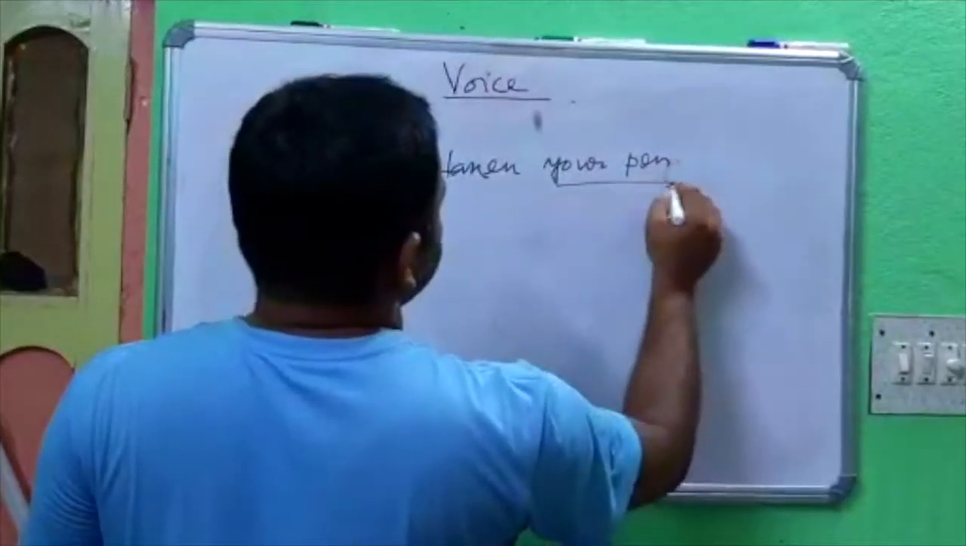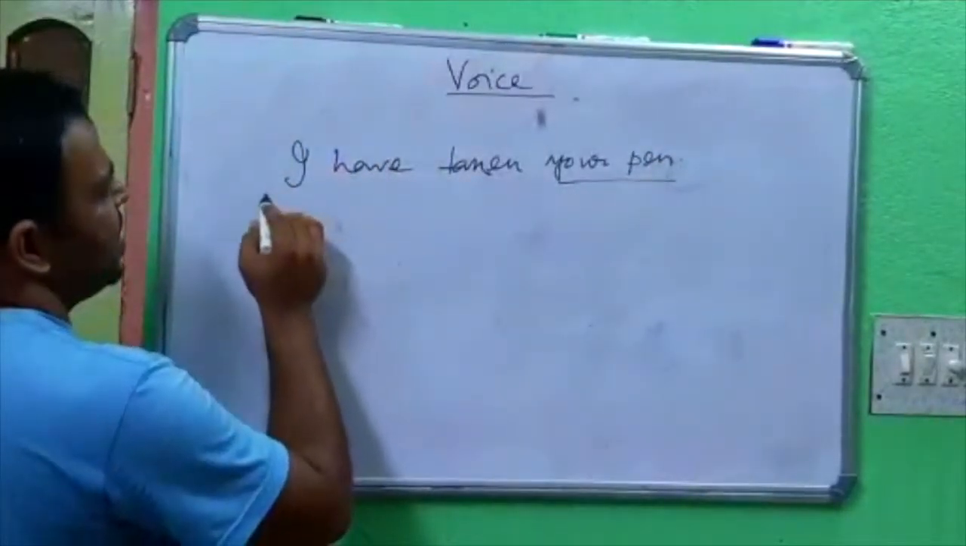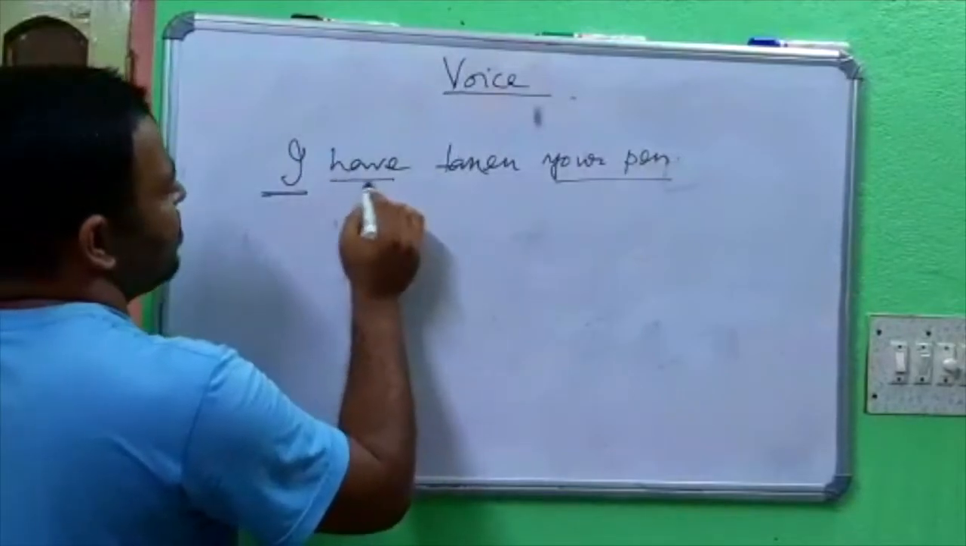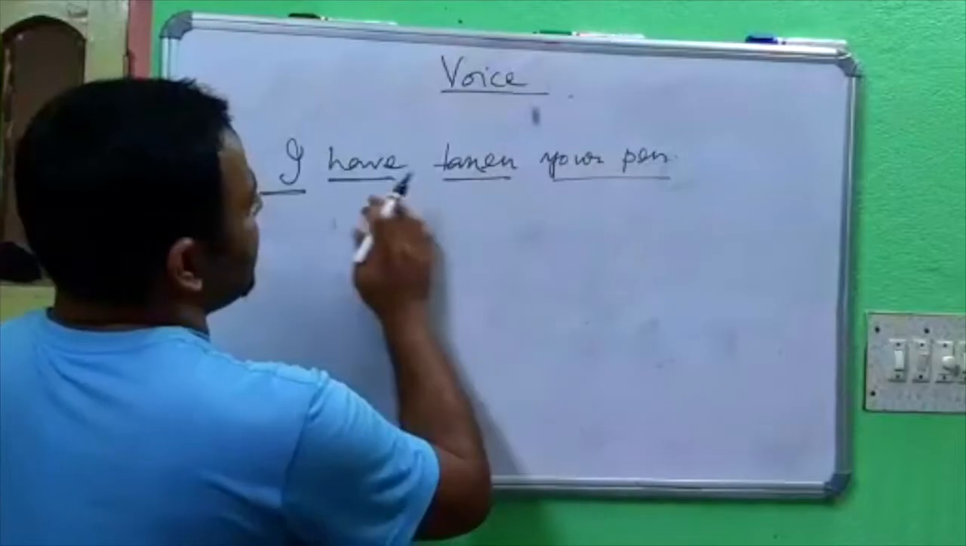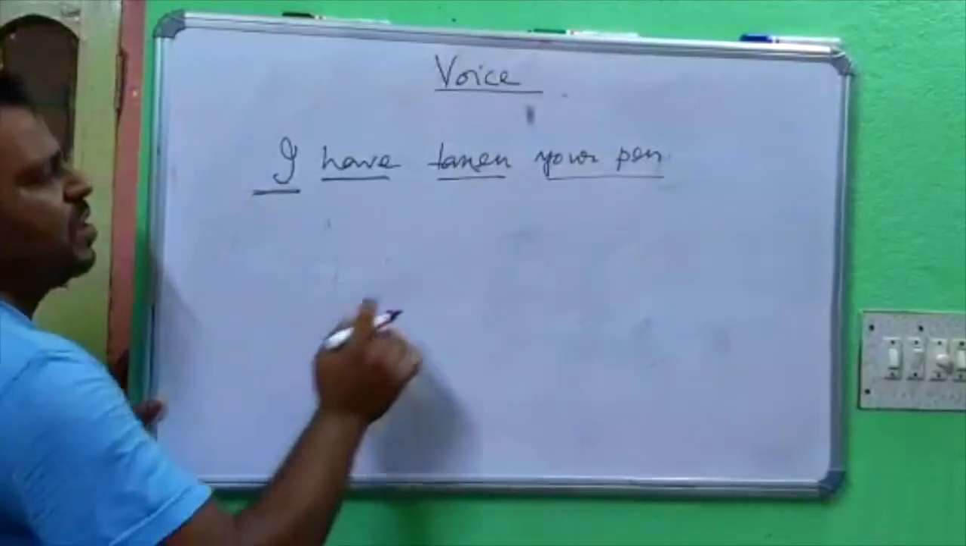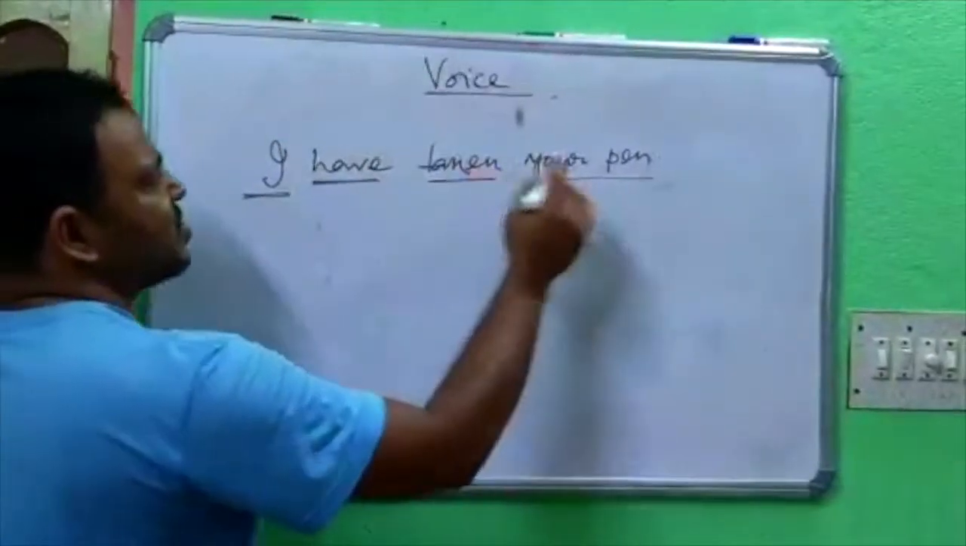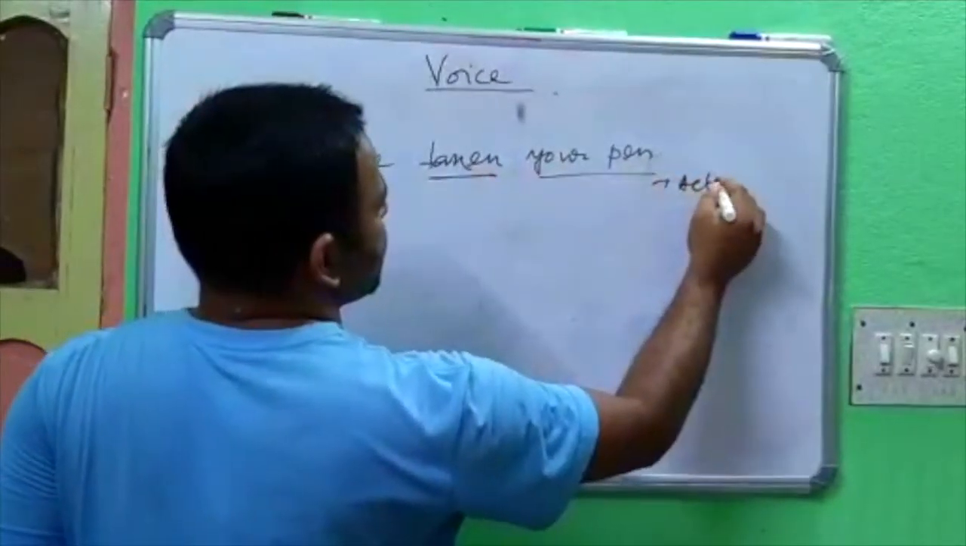Your pen is the object in this sentence and I is the subject. Have is used as in perfect tense, and the past participle form after have, it has been used.